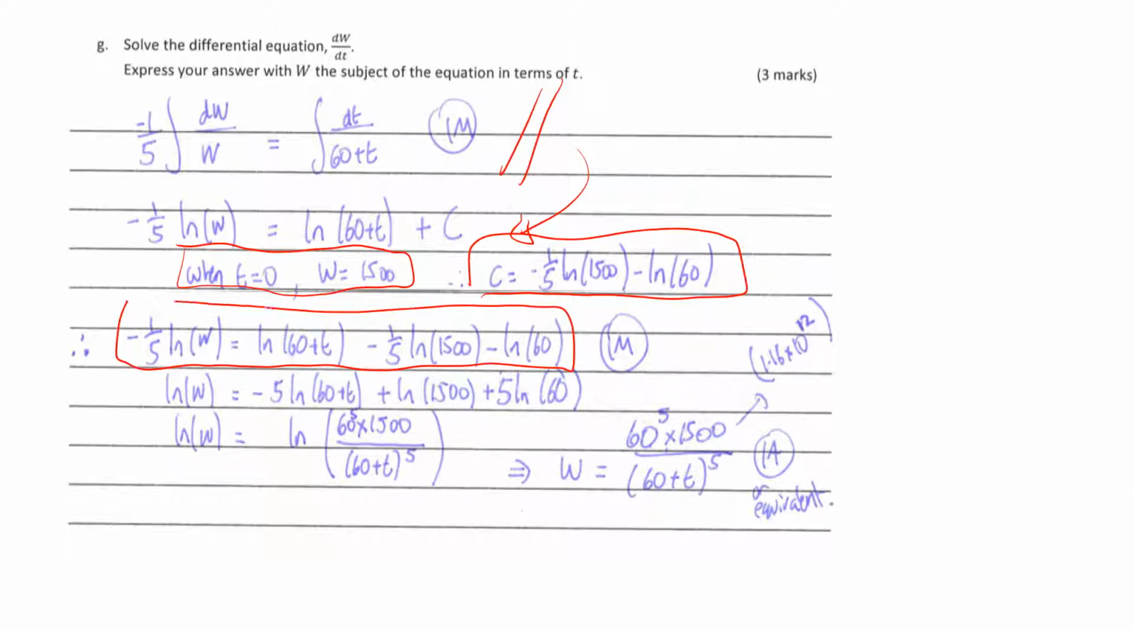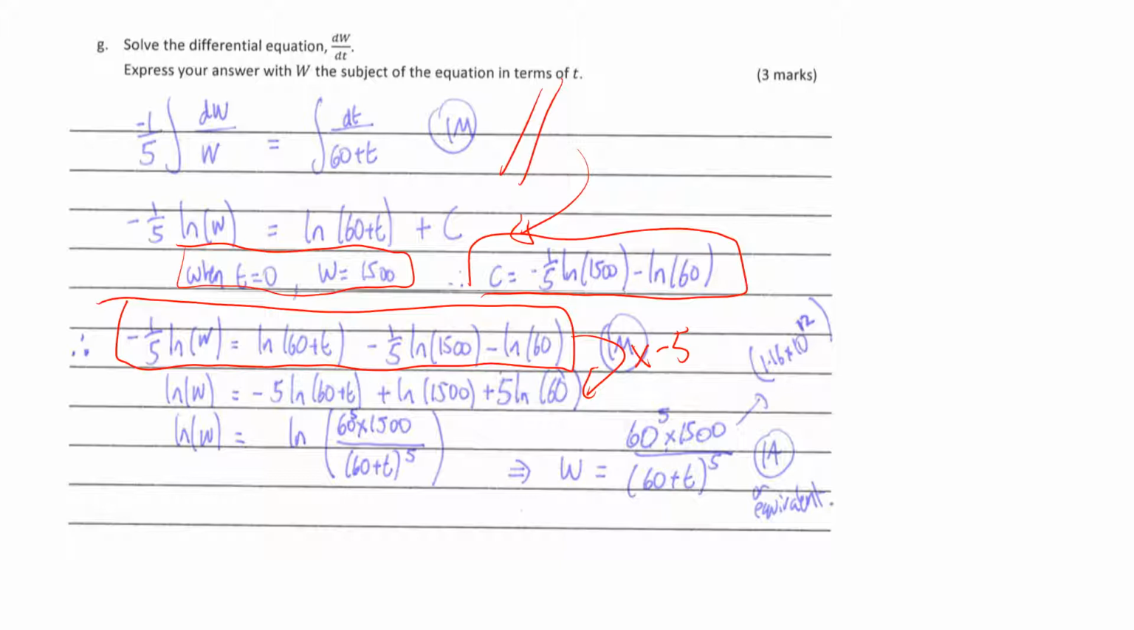Okay, there it is. So minus 1/5 natural log W equals natural log 60 plus D. Because I want to make W the subject of the equation, I just multiply everything by -5. So that's what we're going to do here. Take every term and multiply it by -5. And we get quite a nice neat expression.